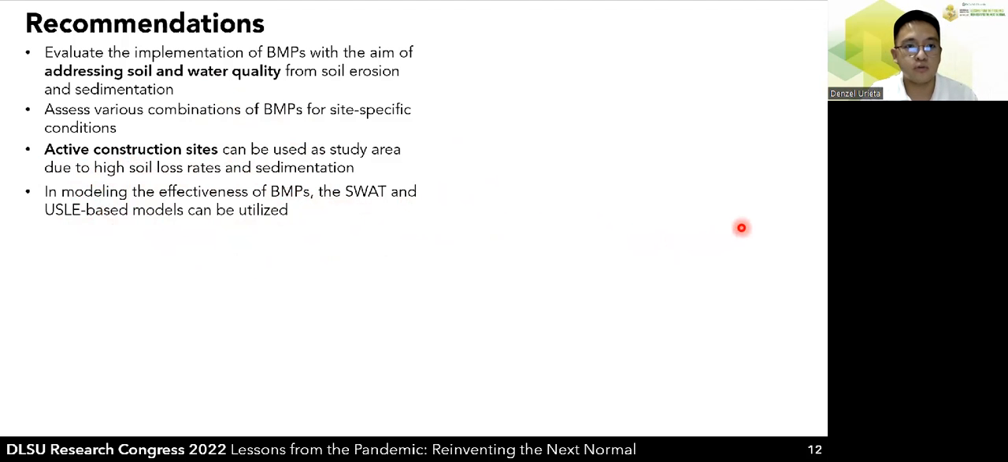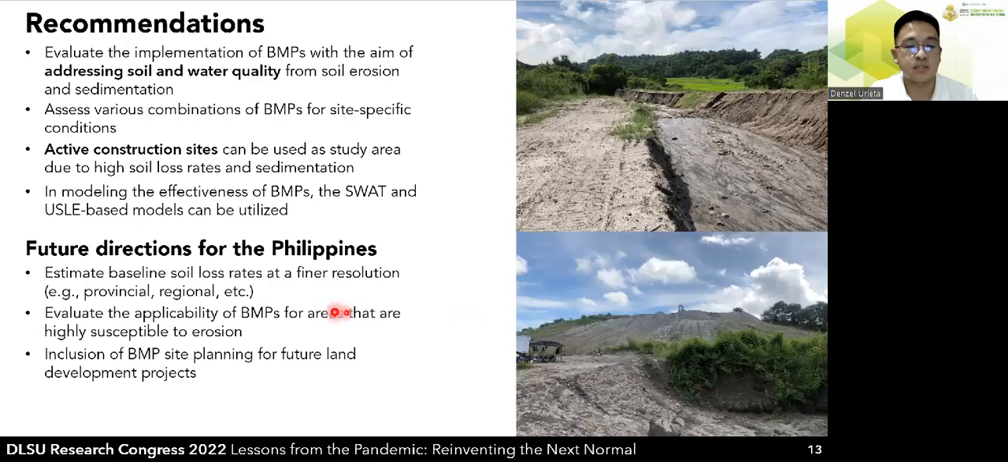So what does this mean for future directions for the Philippines? First, we need to estimate the baseline soil loss rates at a finer resolution. The earlier shown figure for global soil erosion rates is at a coarse resolution, meaning that an example of finer resolution would be provincial, regional, and the like. Next, after that, is to evaluate the applicability of BMPs for areas that are highly susceptible to erosion. Upon estimating and establishing a baseline soil loss rate, we, as a country, need to evaluate the applicability of BMPs.